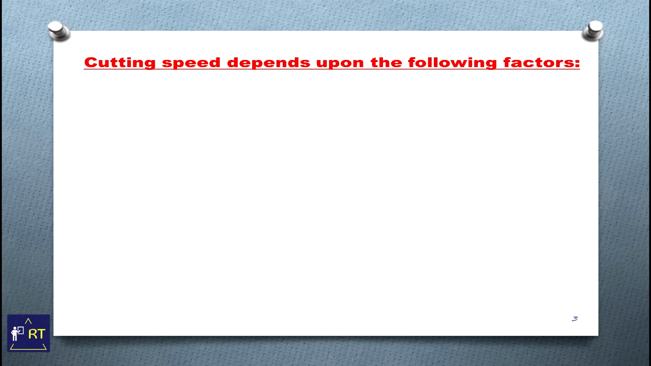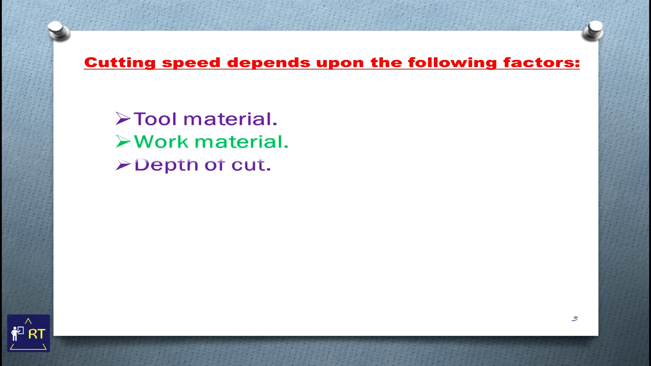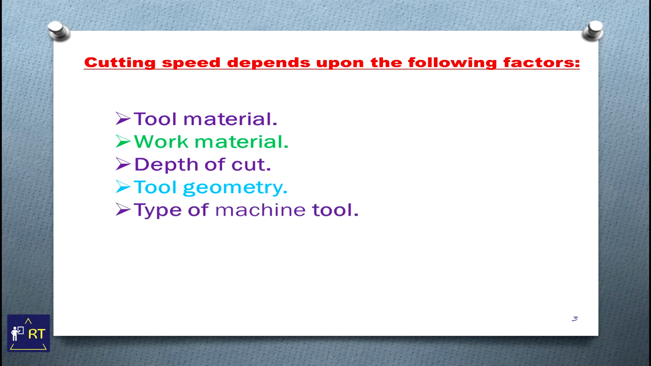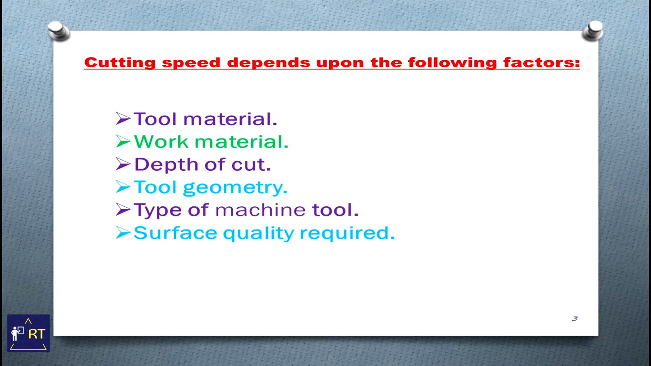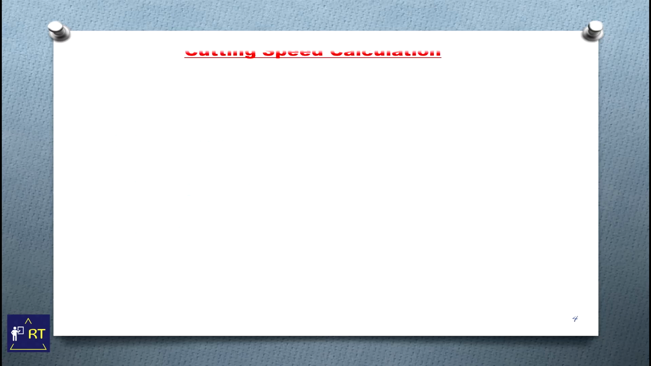Cutting speed depends on the following factors. Number 1, tool materials. Number 2, work materials. Number 3, depth of cut. Number 4, tool geometry. Number 5, types of machine tools. Number 6, surface quality required. And this is the different cutting speed depending on the following factors.